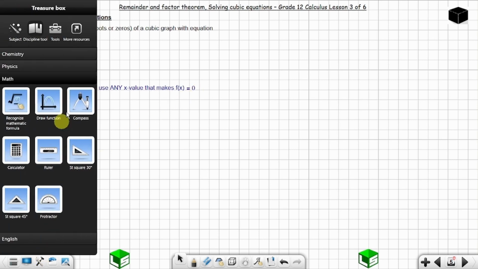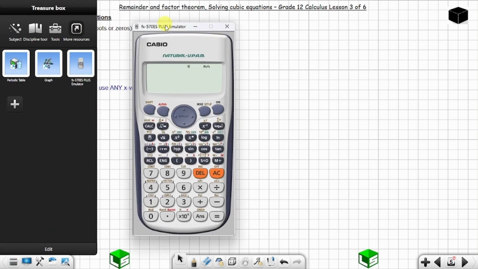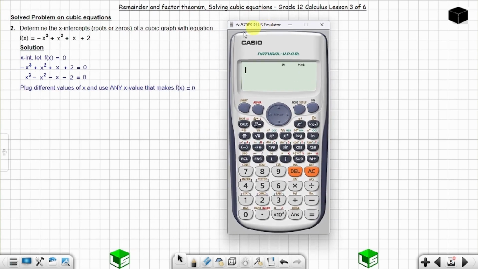So let's try 1. I'm going to plug 1 wherever I have x. So I have 1 to the power of 3, minus 1 to the power of 2, minus x, where x is 1, minus 2. This gives me negative 3. Not 0. I have to get 0. So 1 is not going to work.